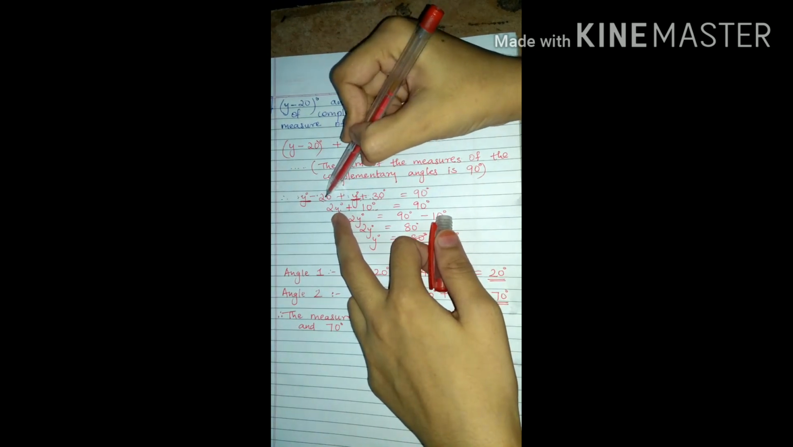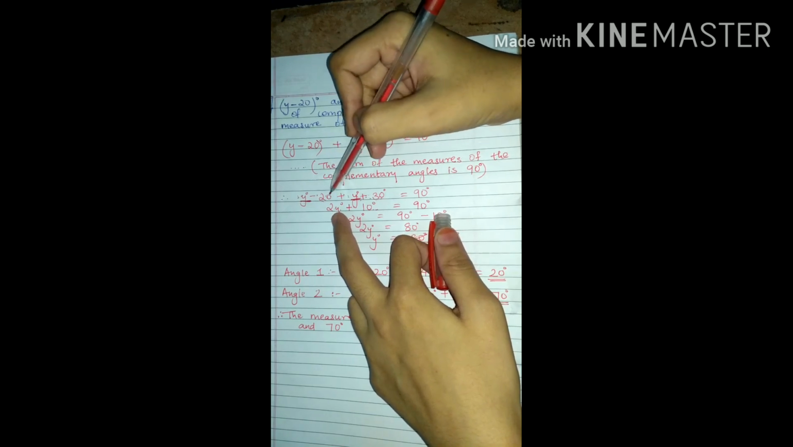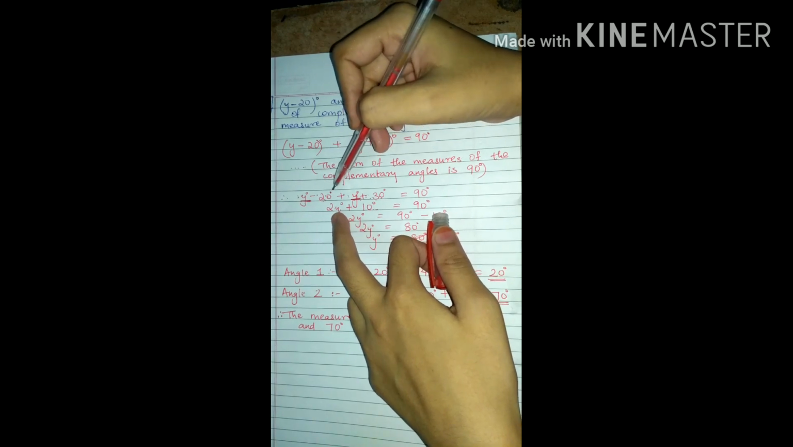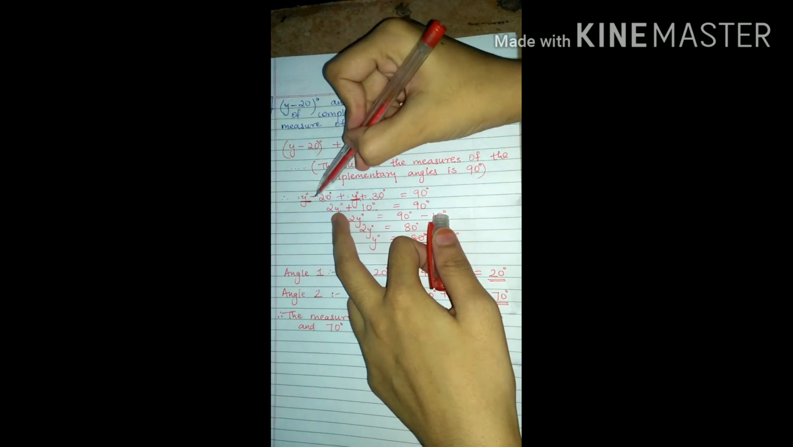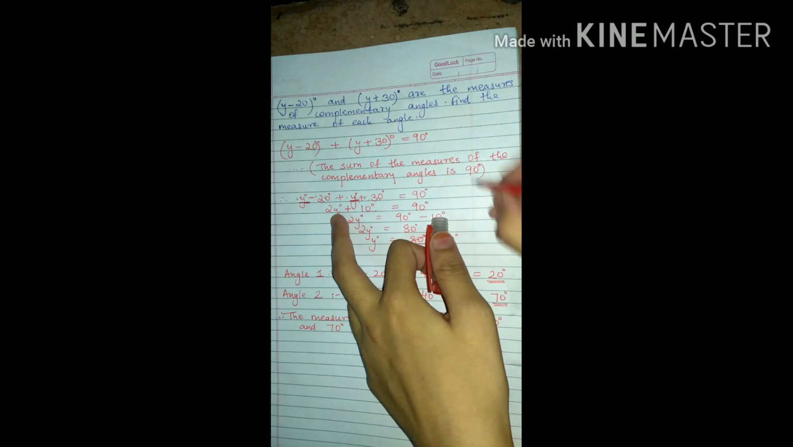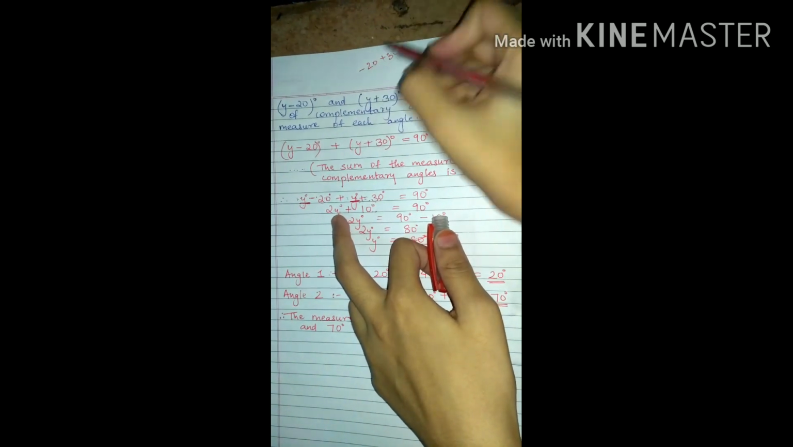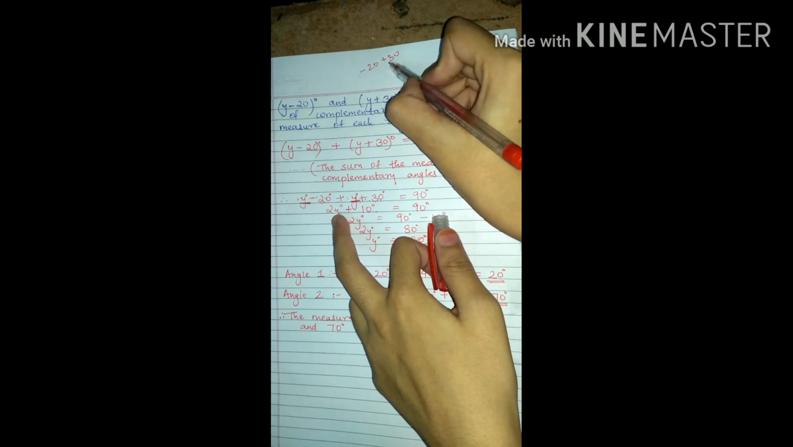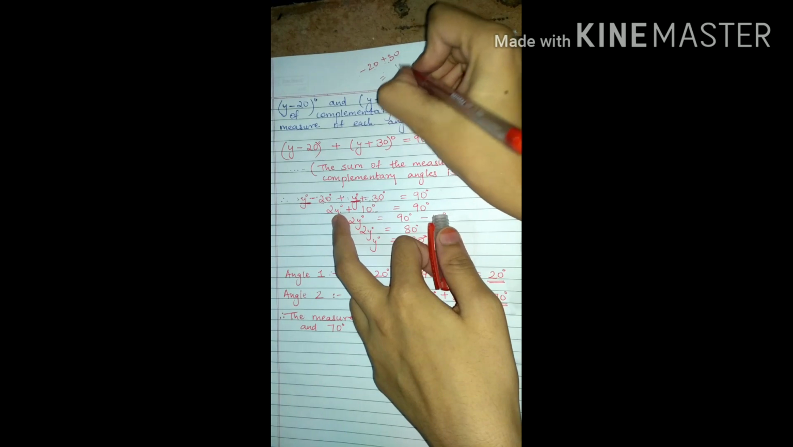See, y plus y is how much? 2y. Then minus 20. This you have learnt in multiplication and division of integers, multiplication and division of signs, and how to do addition of two different signs. So that you have to remember. Minus 20 plus 30, how much? Minus plus becomes minus. So 30 minus 20 is how much? 10.